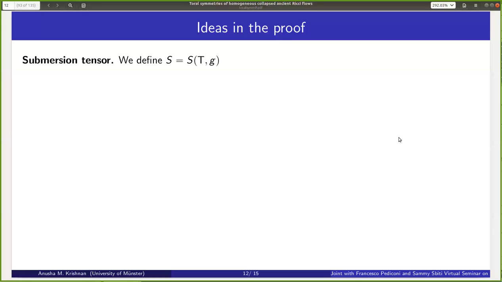So we introduce the following tensor, which we call the submersion tensor. This tensor is defined for the metric and some torus inside the gauge group. It takes as its input in the first factor a vector inside the torus, and the other two factors are just vectors in M, and gives you a number in R according to the following expression.